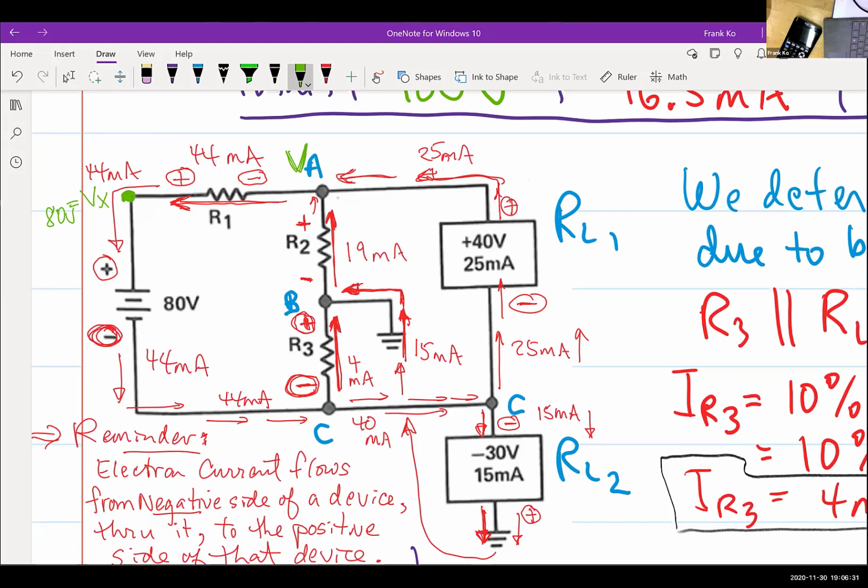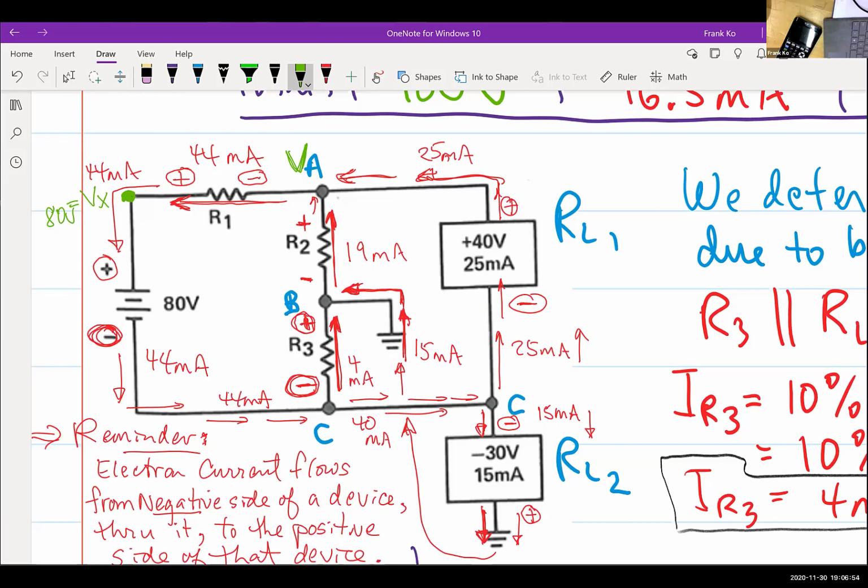Do we know how much voltage? Yeah, we do this. Let's take a look at RL2. Is RL2 connected at point C to ground? Yes. Is R3 connected at point C also to ground? Yes. Is RL2 in parallel with R3? Yes. Because that's the bleeder resistor, it has got to be parallel with the last load resistor.